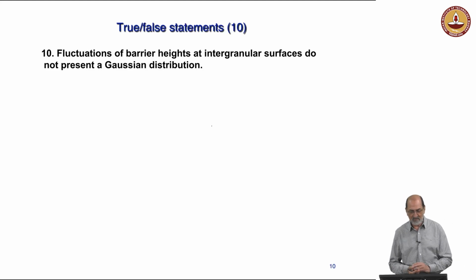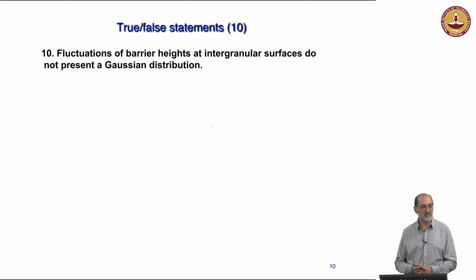Well, fluctuations of barrier heights at intergranular surfaces do not present a Gaussian distribution. It's true, very well. This is what we talk about. Intergranular barrier heights vary at the surface. Essentially they are not constant, but the distribution of the barrier heights does not follow the Gaussian distribution. It's close, but the problem is it departs from a Gaussian distribution on the sides. And that in principle could not be important for other problems, but for us in this specific problem, this is very important.